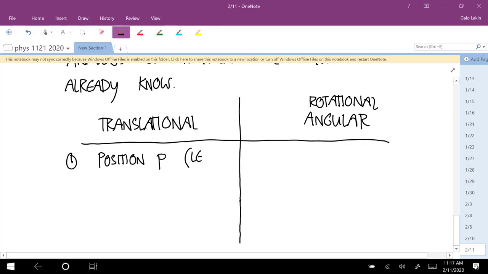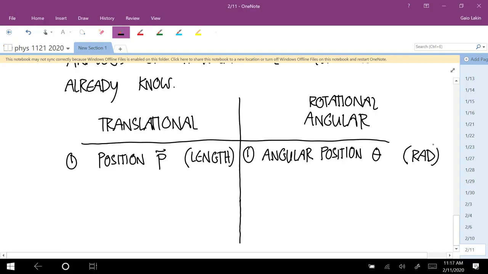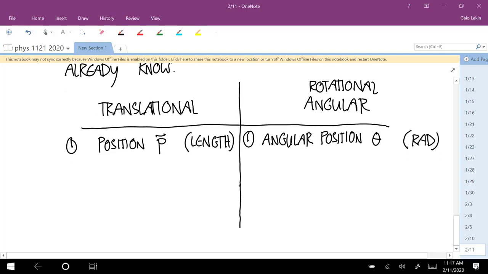We call that P vector. And the analogous angular quantity to this is the angular position. We'll call that theta. And that has units of radians, but it's also pretty rad once you get used to it.